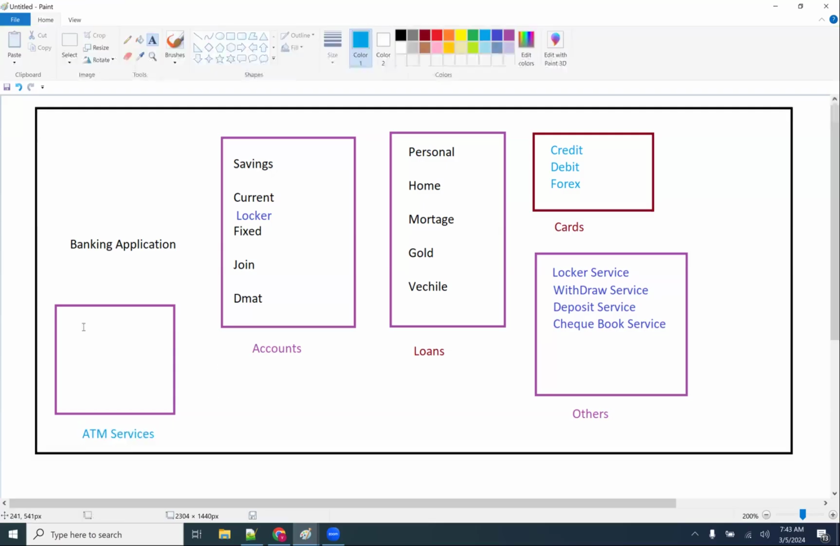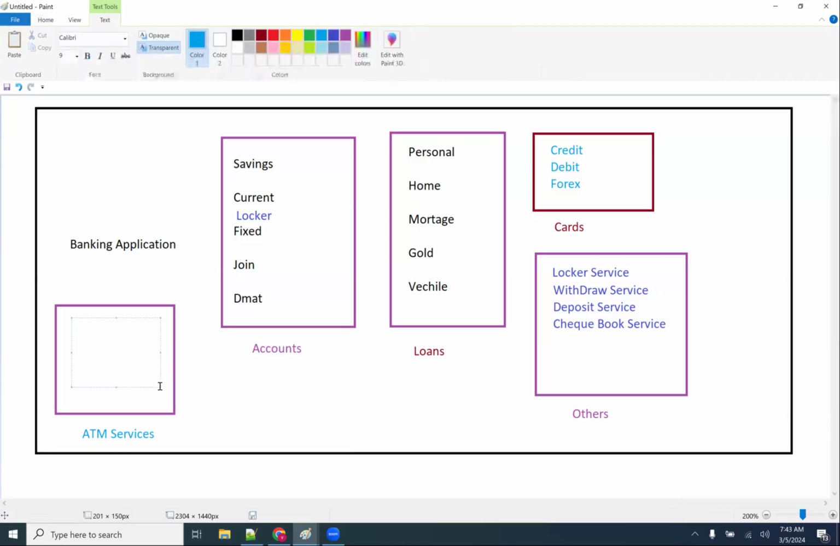What about internet banking? Yeah, internet banking, okay. So ATM service, what is it going to have? What are the services I will provide by ATM? PIN registration, smart statement, deposit and withdraw. That's it, right? Those are the ATM services.